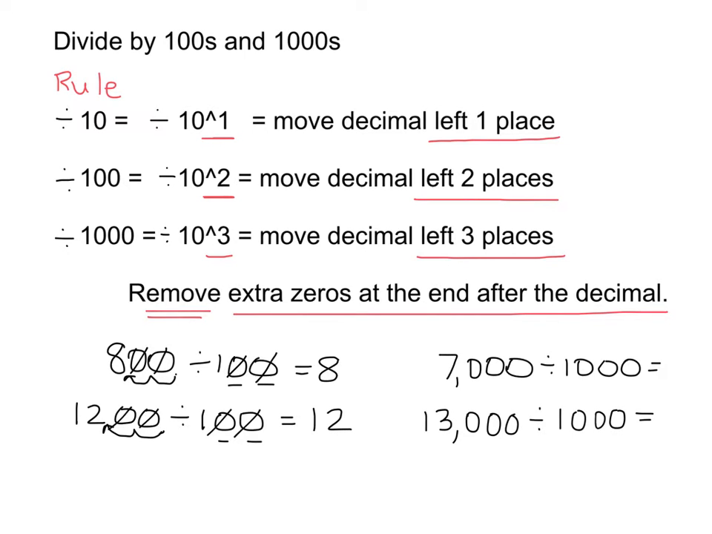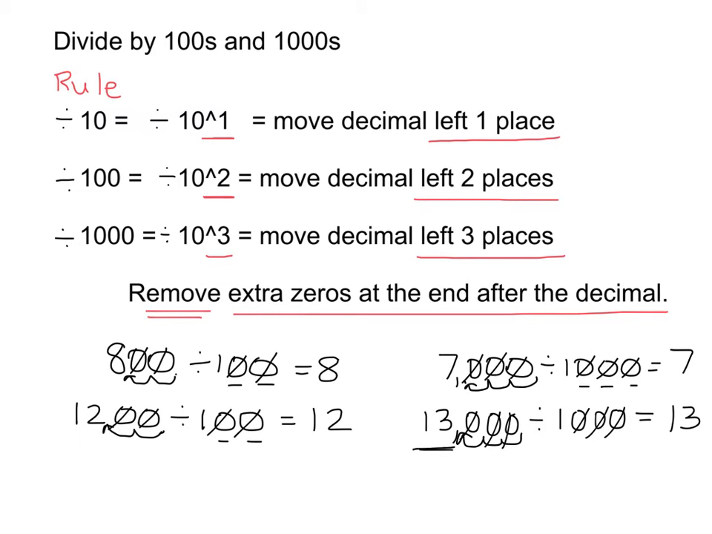If we're dividing by 1,000, it's 3 powers of 10. So I go left 3 places, and it's 7. Or if I can knock off 3 here and here, then my answer's 7. Going 3 left here puts it after the 13, or it's knocking 3 zeros off of each number to give me 13.